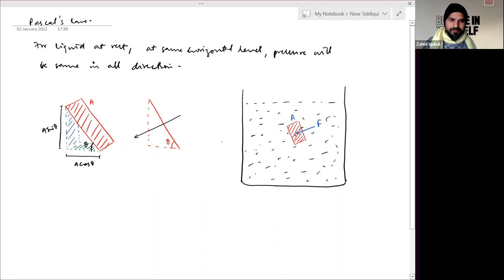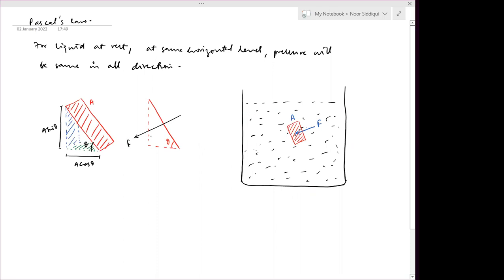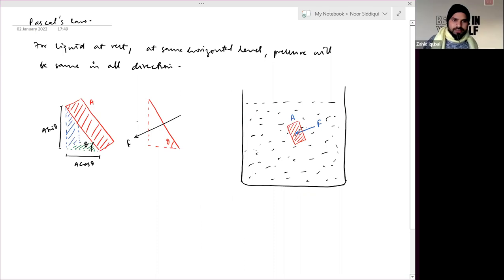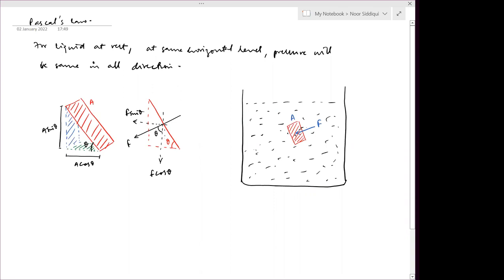Okay. Let's say this force is normal to the surface. So draw a horizontal line and a vertical line. If this is theta, this will be 90 minus theta, and this will be theta. So this component will be F cos theta, and this component will be F sin theta. Any doubt in this breaking of components? Sir, I didn't understand this one.